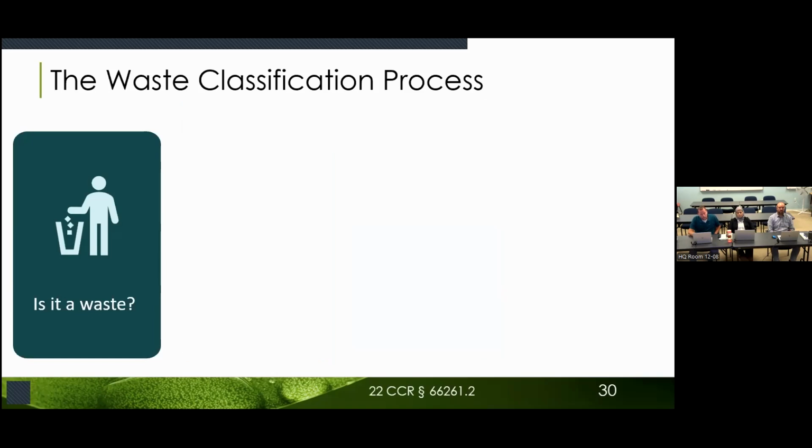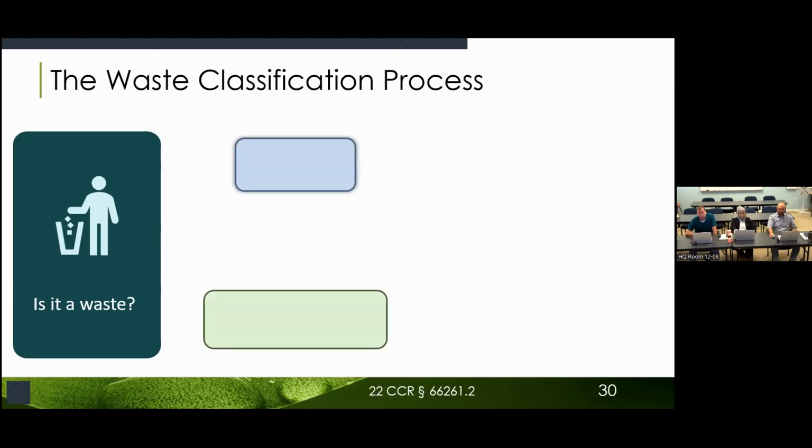The first question examines whether the material meets the definition of waste in section 66261.2 of Title 22 of the California Code of Regulations, which will be abbreviated as 22 CCR on the slides. And when I speak about it, I'll just call it Title 22. There are 2 broad ways that a material can be considered a waste. One that our criteria take from the federal regulations, and the other is specific to California.